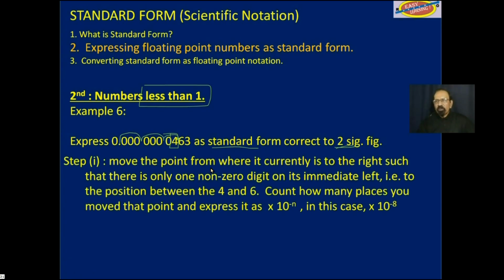So you move the point from where it currently is to the right, such that there is only one non-zero digit on its immediate left. That is to the position between the 4 and the 6. Count how many places you have moved that point and express it as times 10 to the negative n. In this case, it would be times 10 to the negative 8 power. So the point is here.